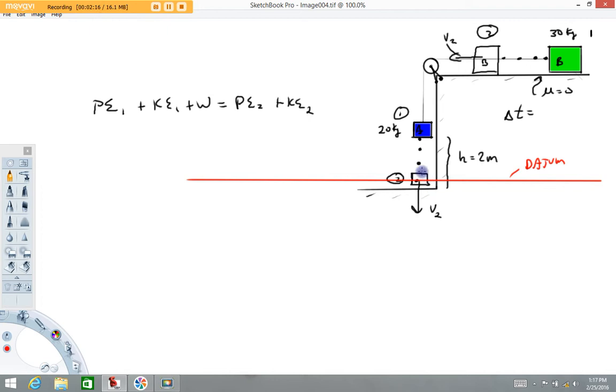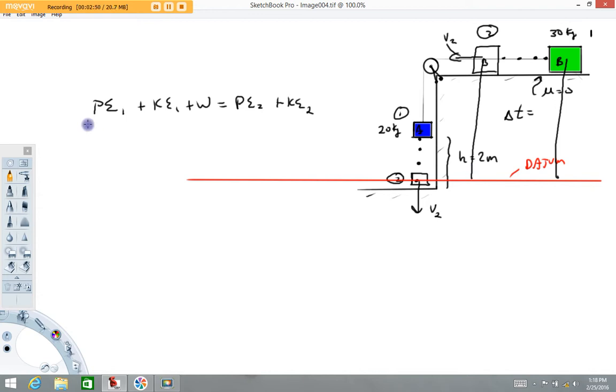Now, with that choice of datum, go ahead and label that. The PE2 term for mass A is going to be 0. The PE1 term is going to be an mgh term where the h is this height, 2 meters. Now let's talk about mass B for a moment. The PE1 term would be mgh, the h would be that distance right there. The PE2 term would be another mgh, and the h will be that distance right there. You'll notice that it's the same mass, gravitational constant's not changing, and it's the same height. So those potential energy terms are the same.